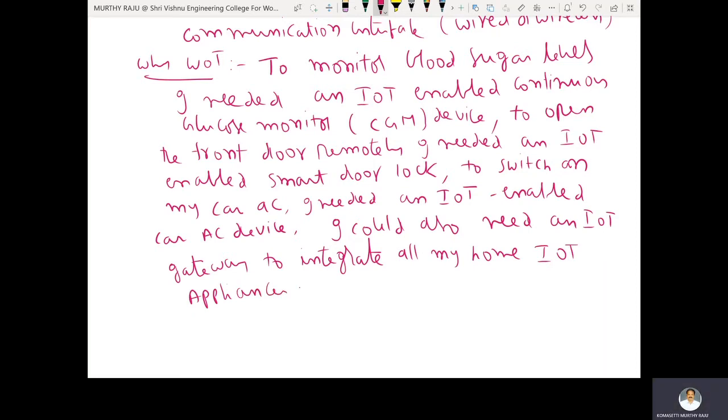Suppose you want to monitor blood sugar levels, you need an IoT enabled continuous glucose monitor device. Next, to open the front door remotely, I need an IoT enabled smart door lock. To switch on my car AC, I need an IoT enabled car AC device. I could also need an IoT gateway to integrate all my IoT appliances.